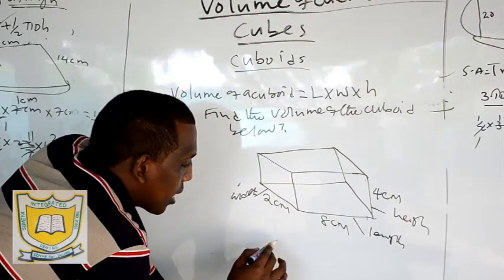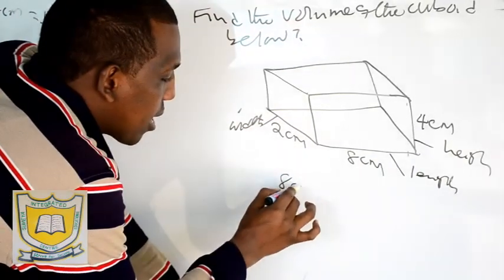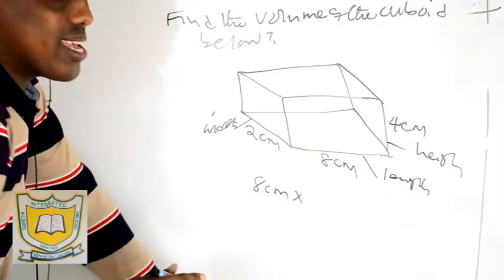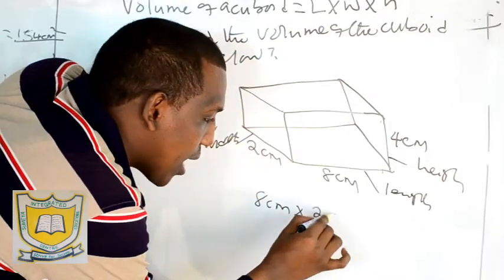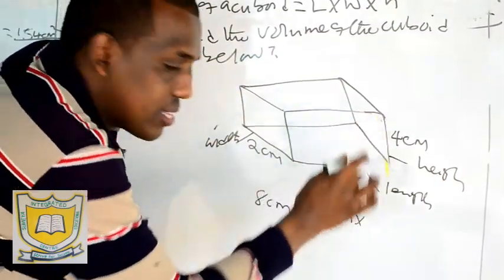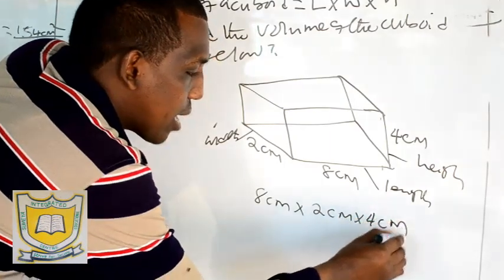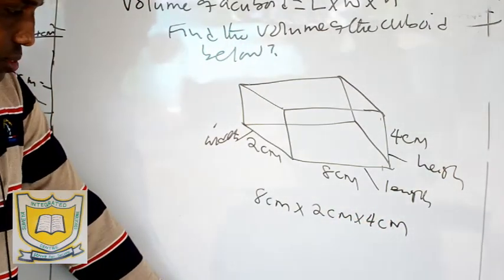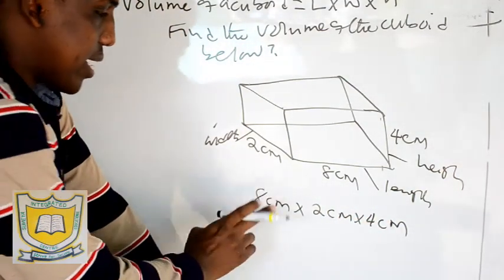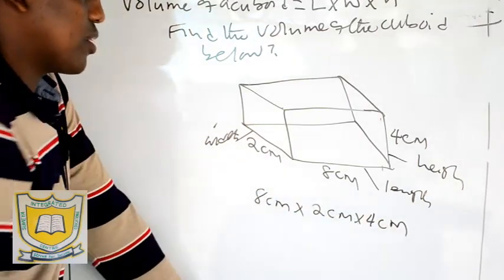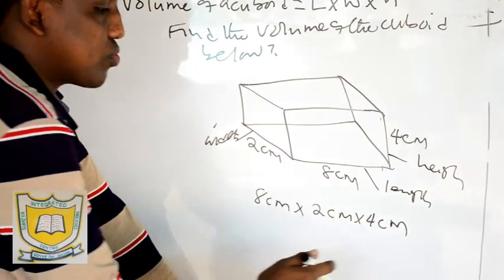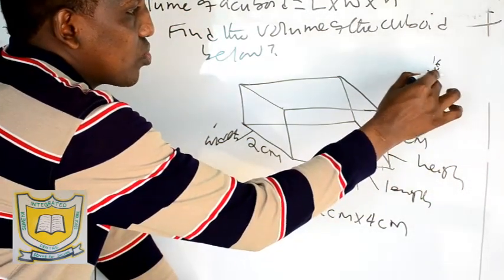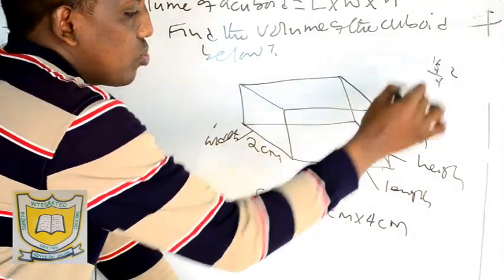Length, which is now 8 centimeter, multiplied by the width 2 centimeter, times height 4 centimeter. We multiply now. We say 8 times 2 times 4. So 8 times 2 is 16. 16 times 4 is 64. 4 carry 2, yeah, 64.